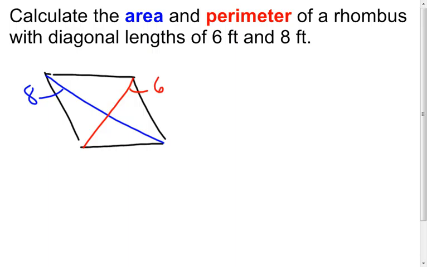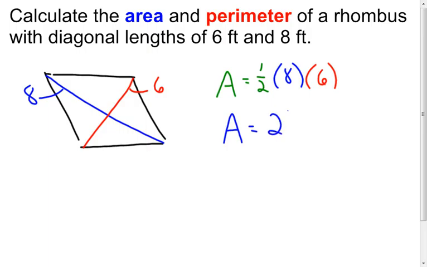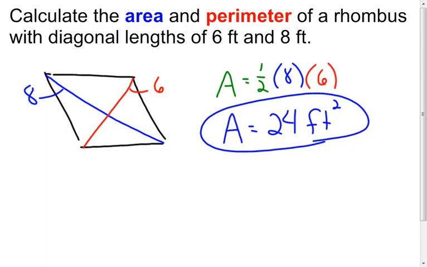Well, I'm going to do the area first because I look at this and go, well, I already have the 2 diagonal lengths, so all I have to do is do area equals 1/2 diagonal 1, which is 8, times diagonal 2, which is 6. And when I multiply that all together, I'm going to find out that the area of my rhombus is 24 square feet. Area is complete.